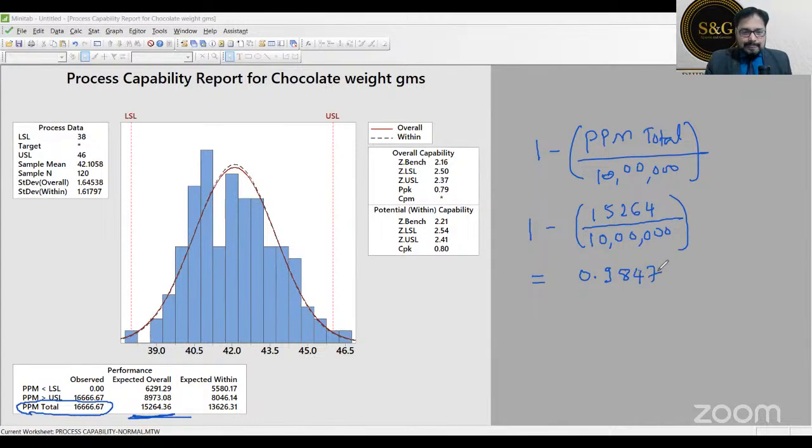Now let's do something interesting here. I am giving you something called a Z table. Everybody just download this Z table. Let's do something interesting: we will see how it is calculated manually, and you will understand it.